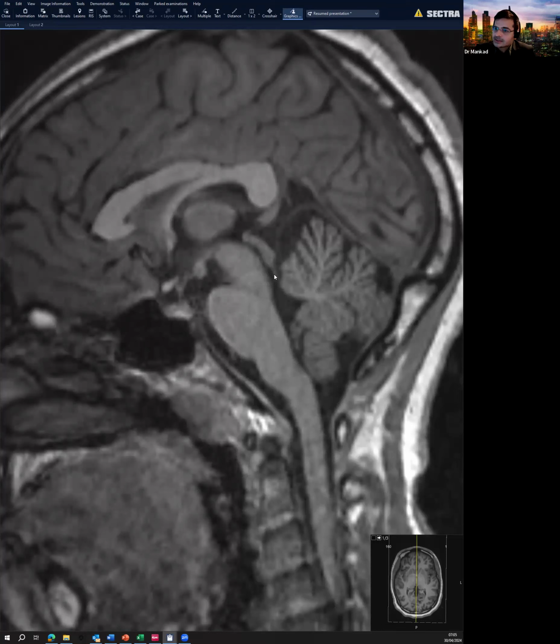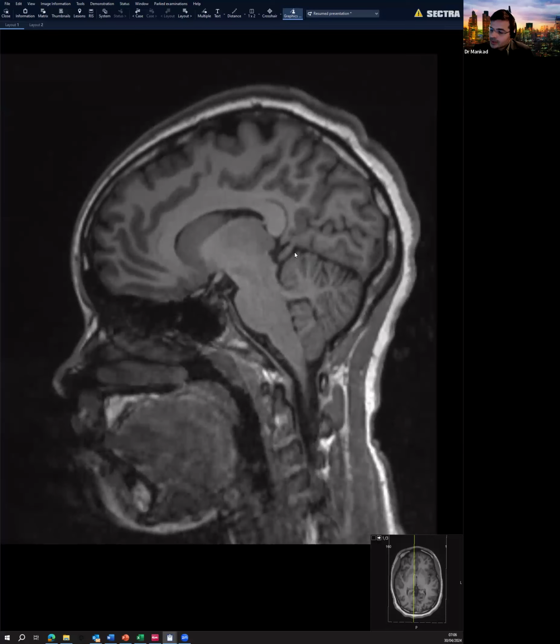But the entire CSF system is actually in communication with each other, the intraventricular as well as the pericerebral CSF spaces. And that is why the intraventricular compartment in itself is the subarachnoid space of the brain.